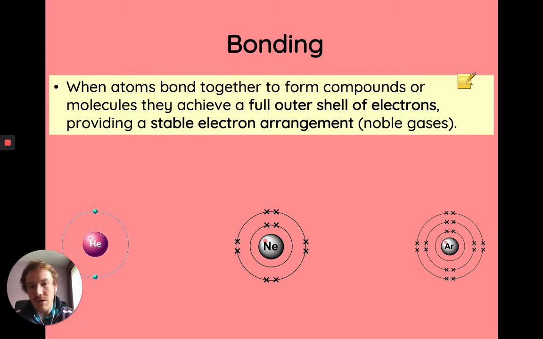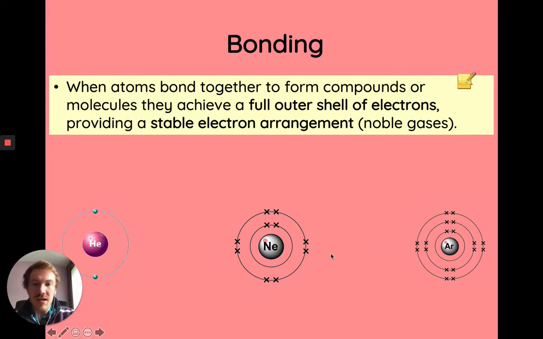3 noble gases are given down at the bottom of the screen, and you'll be able to see that each of them have a complete outer shell. So our helium atom has 2 because it only has 1 shell. Our neon has 8 on the outer shell, and our argon has 8 on the outer shell as well.